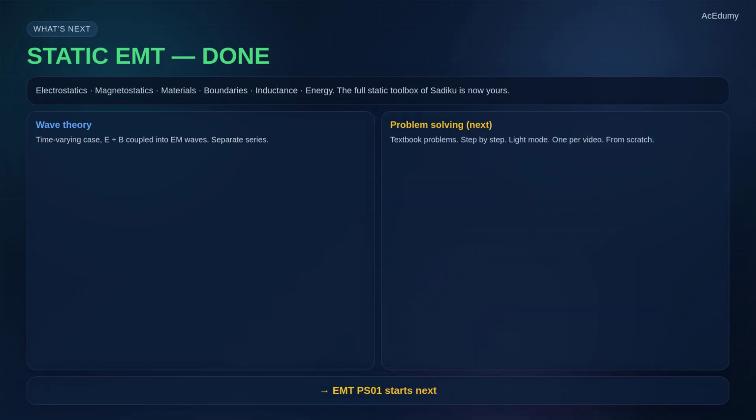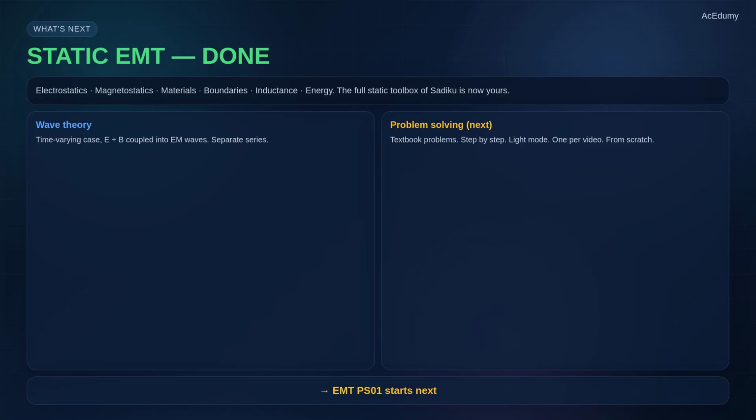Over the last many videos, we built up electrostatics from Coulomb to Gauss to potential to Laplace, magnetostatics from Biot-Savart to Ampere to the flux density B, and we covered materials, forces, boundaries, inductance, and magnetic energy. Every static chapter of SADICU is now in your toolbox.